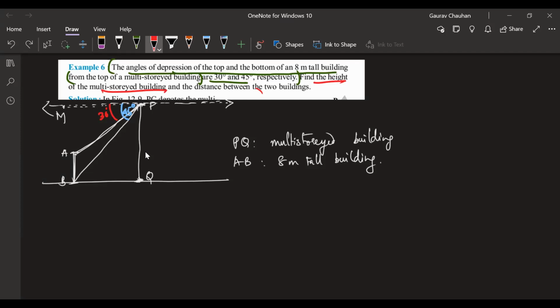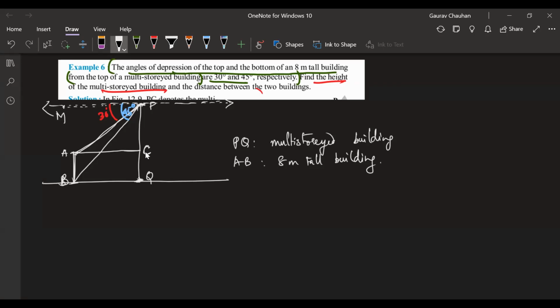Why is my diagram not complete? Because there are other things which I can draw in this diagram which will help me find things. So I'm going to draw a parallel here also, a horizontal here also. This is B, so let's call this C. Why am I drawing this? You will understand as we progress in the question.